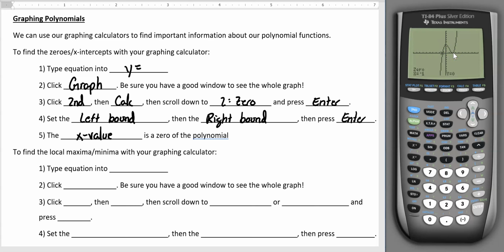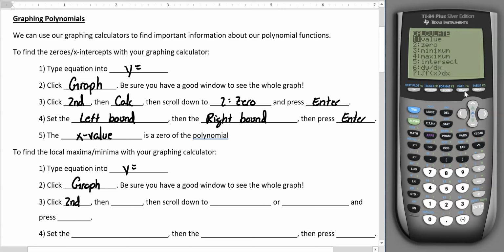So we still type our equation into y equals and click graph. Obviously, we want to make sure we have a good window. Then we can click second calc again, and we get to pick: are we trying to find the maximum or the minimum? If we are trying to find the minimum, we scroll down to 3, minimum. Or if we're trying to find the maximum, we scroll down to 4, maximum.